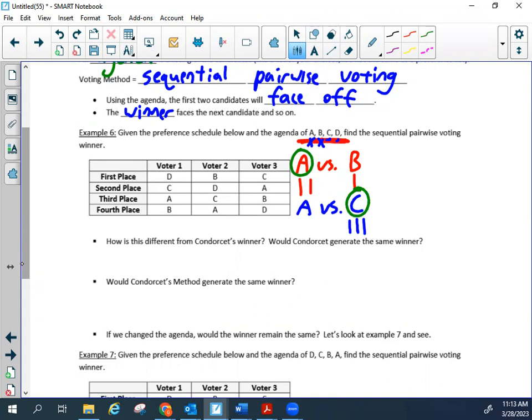Next up, our next contender is D. So I'll do C versus D. And I'll see that D wins 2-1. My apologies, D wins 2-1. And therefore, we have our winner of D.